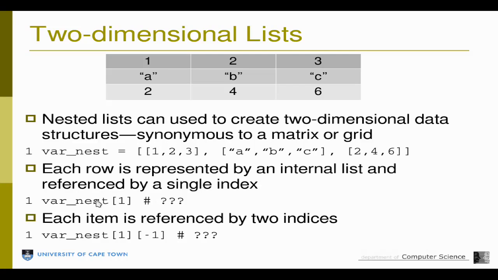What's the result of nest one here? Exactly, so we'd return a list. What's the result of nest one minus 1? Ian knows that it returns the last item. It's the last item, right?